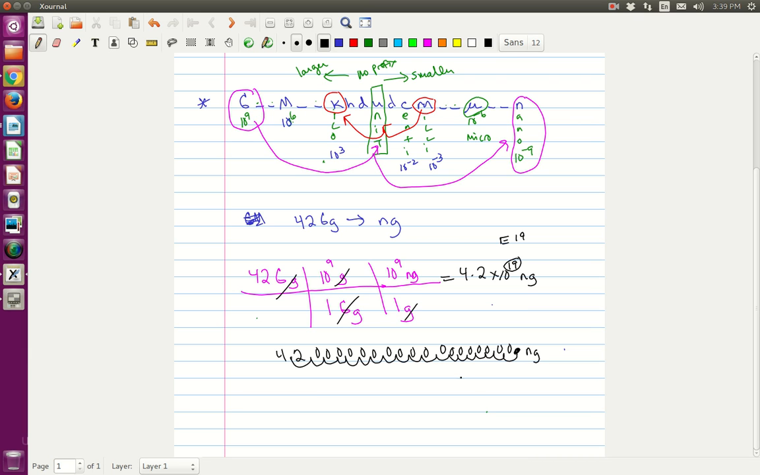And its numbers are so large. That's because nanograms are so small. If you need to look a video up on the size of nanograms or gigagrams, get the prefixes memorized.